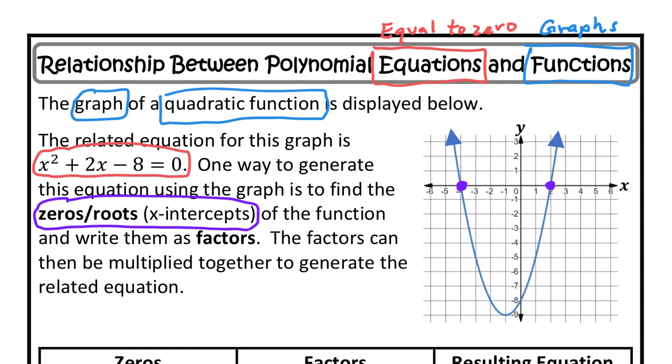So we're going to take these zeros and write them as factors. The factors can be multiplied together to generate the related equation. So this is the new thing that we're going to learn today: how to change an x-intercept into a factor. How to change a 0 into a factor. How to change an x-intercept to a factor. Okay.